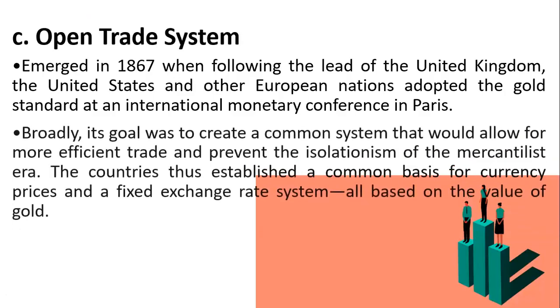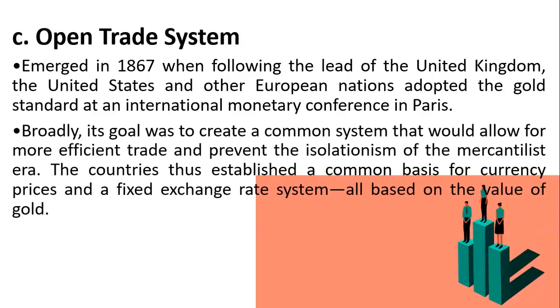The third one is the open trade system that emerged in 1867, when, following the lead of the United Kingdom, the United States and other European nations adopted the gold standard at an international monetary conference in Paris. So broadly, itong trade system, from the word open, open siya sa lahat. Its goal was to create a common system that would allow for more efficient trade and prevent isolationism. So isolation, parang di siya makulong sa isa lang na bansa, of the mercantilists also in that era.